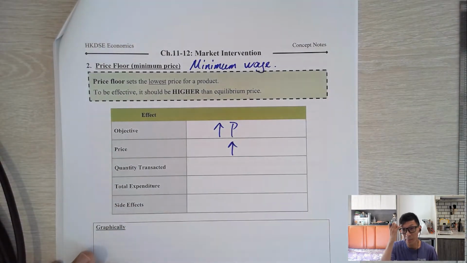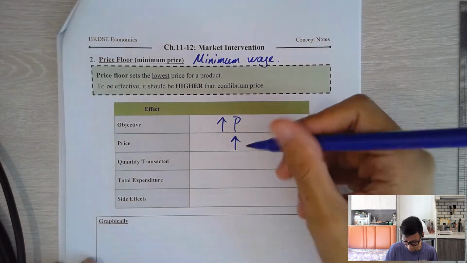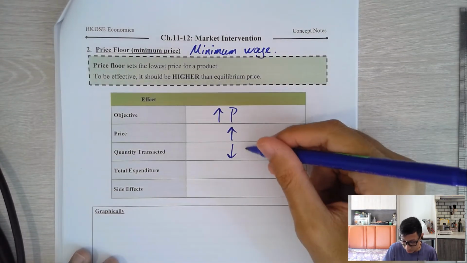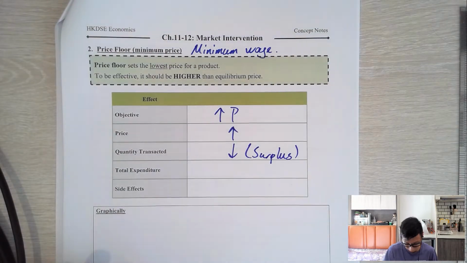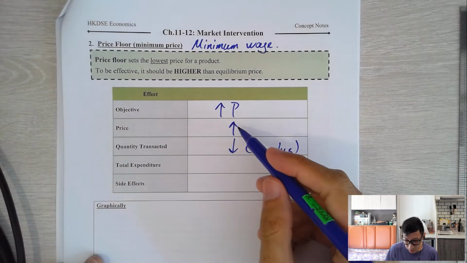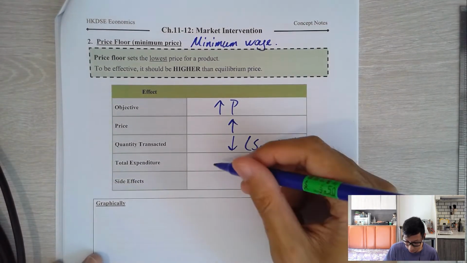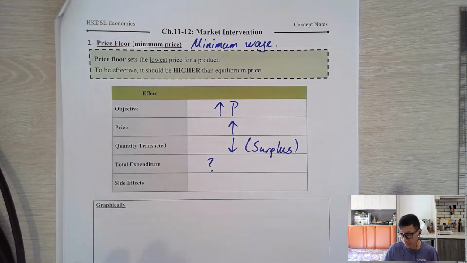Now remember, the only thing that is not opposite is the quantity transacted, in which this time it is also going to decrease. In fact, there is going to be a surplus, okay? 會有 surplus 啦。And the total expenditure. Now remember, P increases, Q decreases. Do you know what happens? Actually, it is uncertain. It really depends on the elasticity.